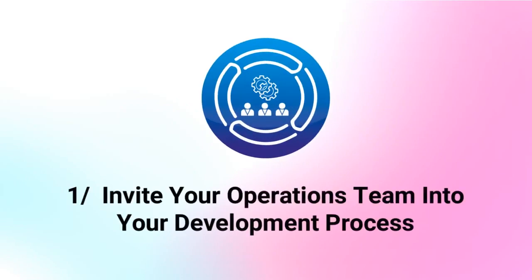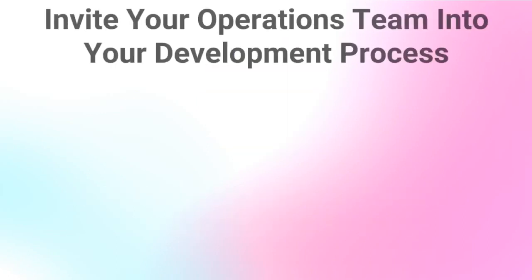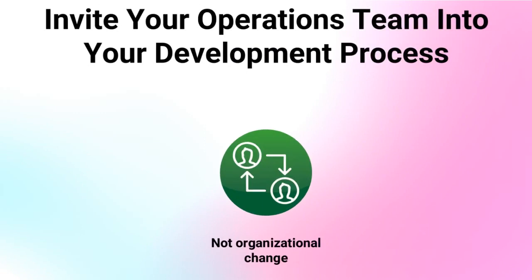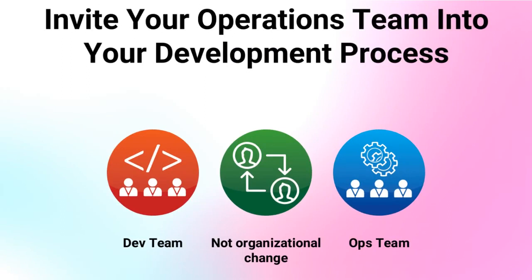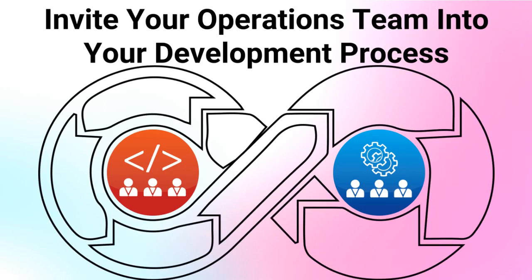Invite your operations team into your development process. It may seem obvious, but this small change is one of the most often overlooked. This doesn't need to be a big organizational change. Having an operations team member attend the development team's stand-up meeting, or a developer sit in with the operations team while they conduct a deployment, is a great way to start. The whole purpose of DevOps is to bring these two groups together, and the best place to start is small interactions with the members of both teams.